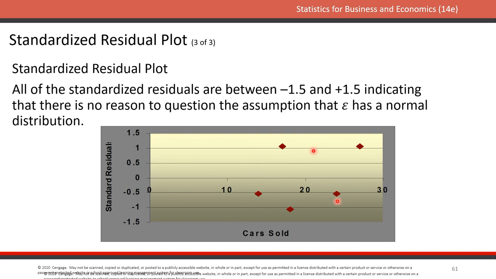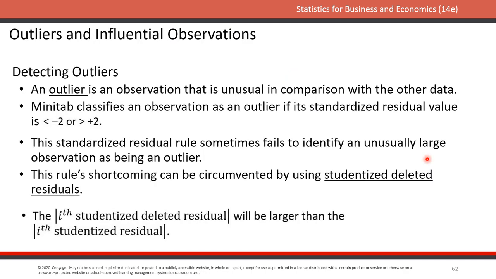Here the textbook is indicating -1.5 and +1.5. We don't see anything outside of that range. There's no reason to question anything too crazy in here. Again, for outliers, we're looking at -2 and +2, and again, nothing too crazy is going on. Everything was between -1.5 and +1.5, so we're pretty set.